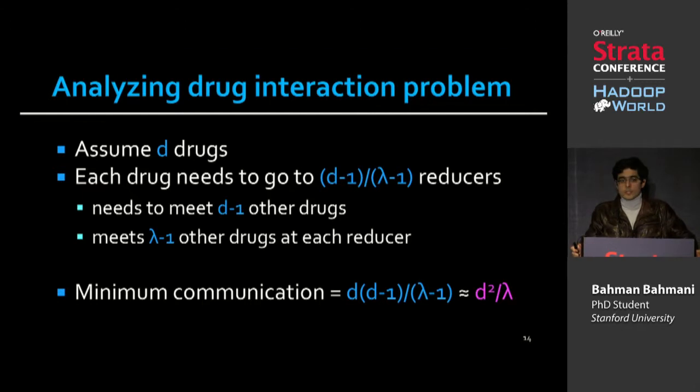Okay? So what does that mean? That means that the minimum amount of communication that any algorithm that solves this problem would need is D times D minus 1 over lambda minus 1, which is almost equal to D squared over lambda. And this exactly shows a trade-off inherent in this problem. Because the further you increase lambda, the more work you are doing per reducer, and the less parallelism you are going to get. And here it shows that the more you increase lambda, the less communication you also have to pay. So this trade-off between parallelism and communication is inherent in the problem. It doesn't have anything to do with the algorithm.